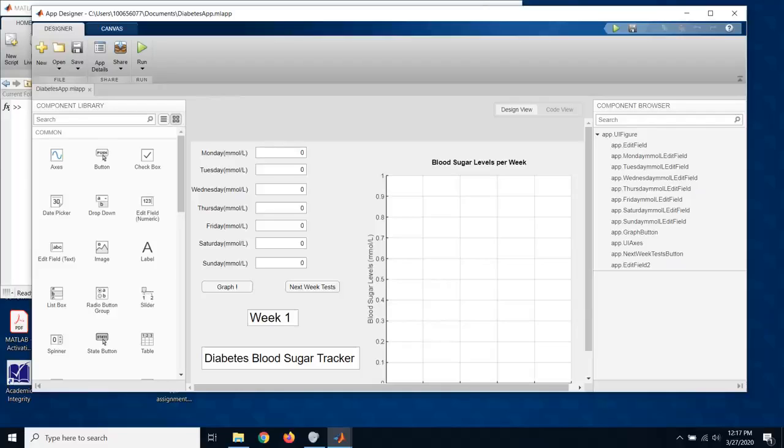So what diabetic people have to do every day is track their blood sugar to see how high and how low their blood sugar is. I think a good blood sugar range in units of millimoles per liter is around 7.